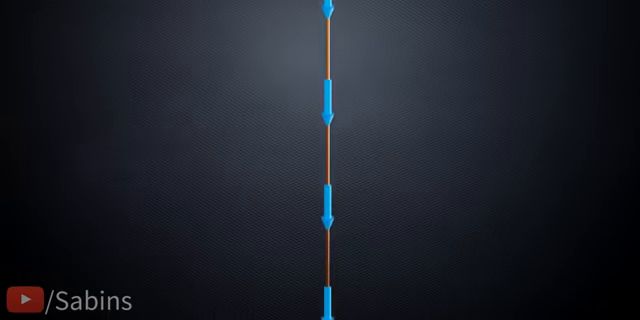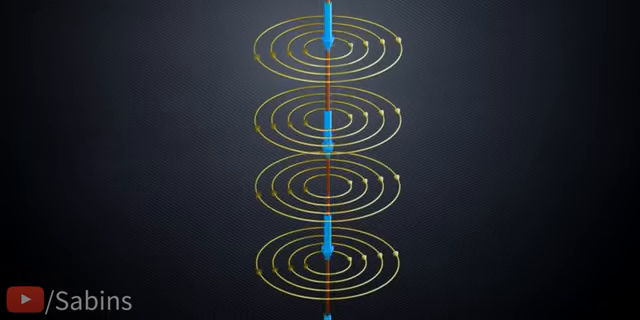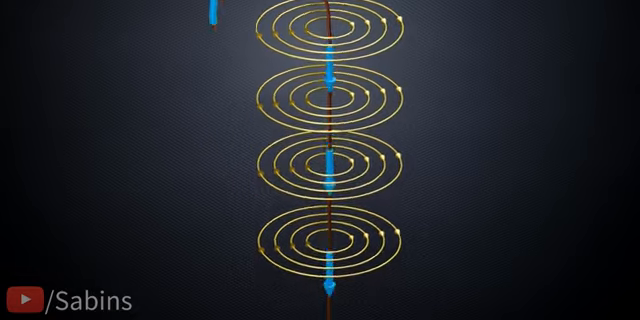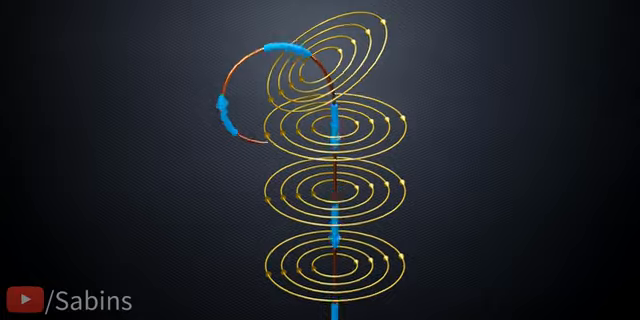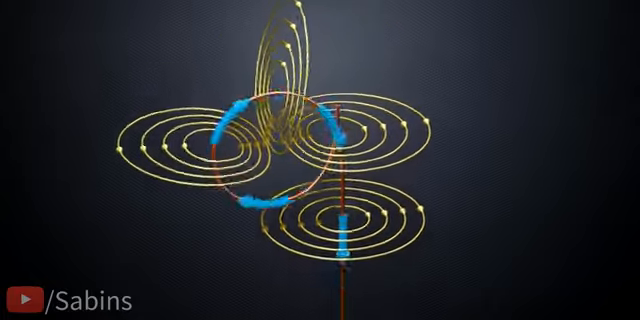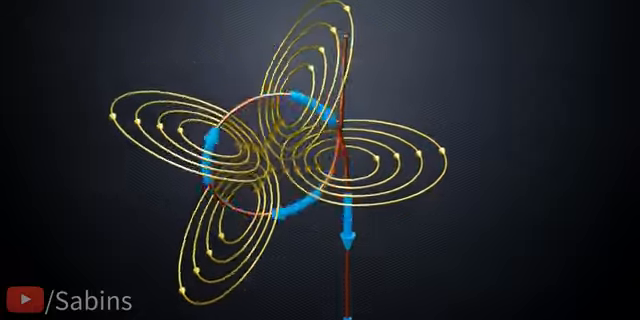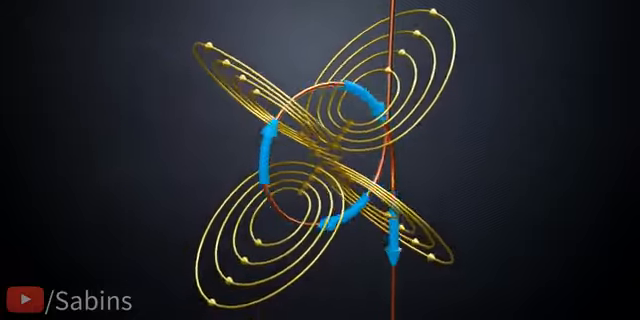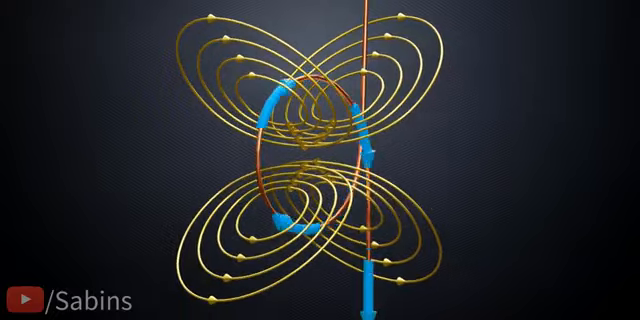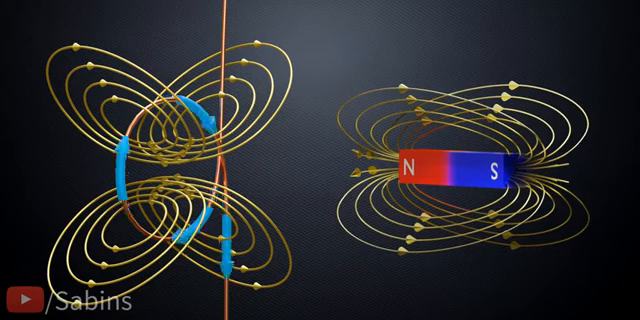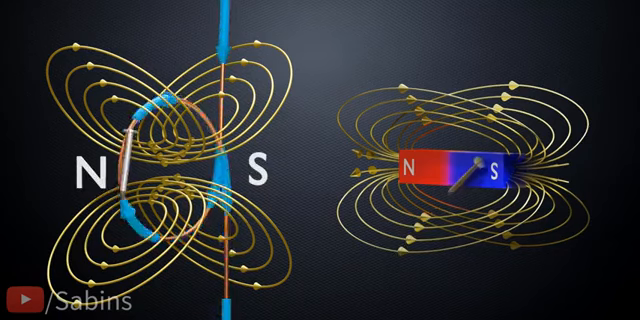A current-carrying conductor produces a magnetic field around it, as shown. Let's do an interesting experiment. Let's bend the wire. As you bend the wire, the magnetic field lines interact with each other and produce an interesting magnetic field pattern, as shown. This magnetic field pattern is similar to that of a permanent magnet, which is why a current-carrying loop acts like a permanent magnet.